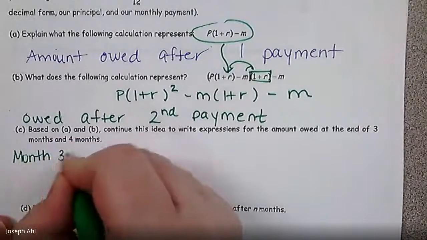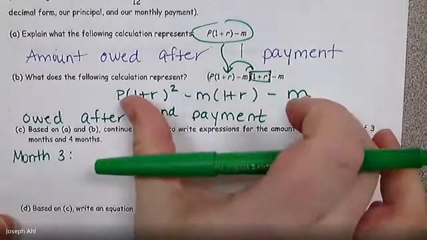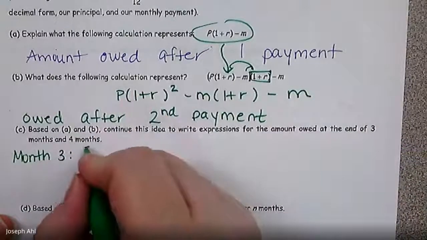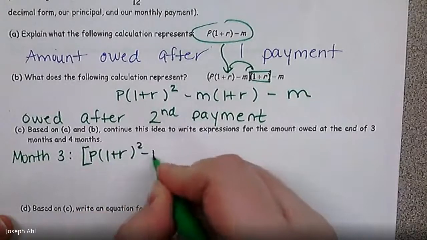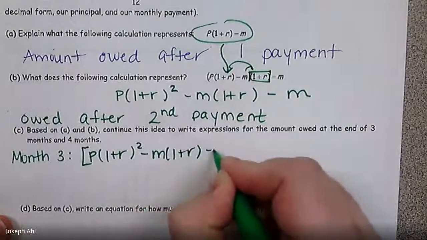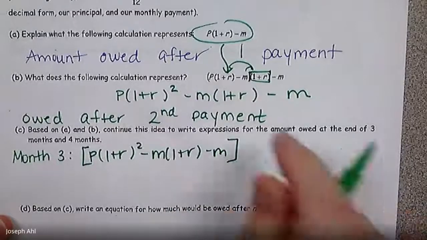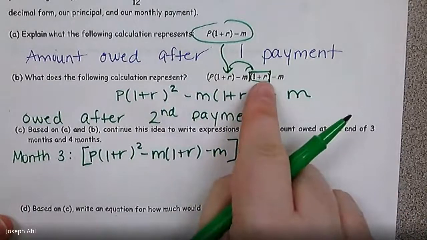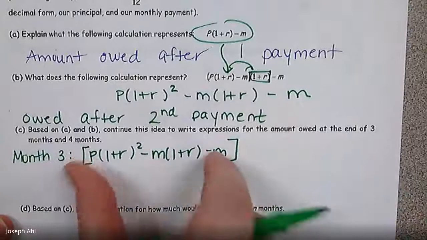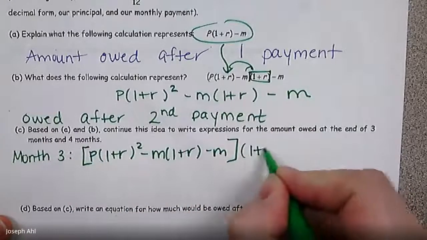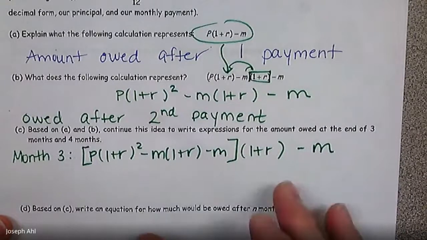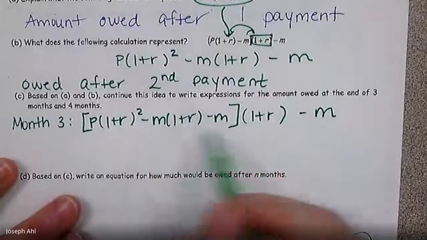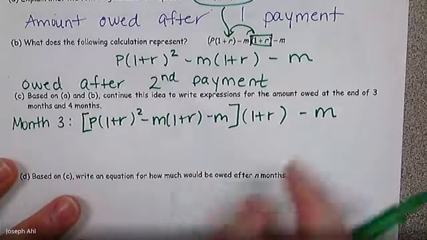So for month 3, what am I going to do? I'm going to take what I owe from month 2, which is this kind of large expression, P(1 plus R) squared minus M(1 plus R) minus M. I'm going to multiply that by the interest rate, right? This is what I owe from month 2. Multiply that by 1 plus R and then subtract M. And I really want to build here what's happening in terms of the general pattern for the terms in this series that we're building.